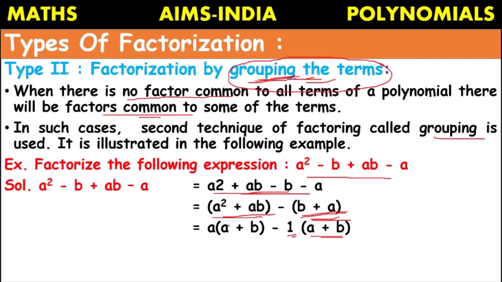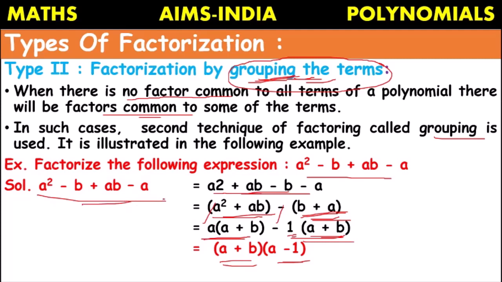Now, from the first group and from the second group, I can take a plus b as common. Here a will be remaining, here minus 1 will be remaining. So we can write it as a product of a plus b into a minus 1. These two are the factors of the given expression. So if all the 4 terms do not have a common factor, we can group them and take the common factors. So this is the second type.